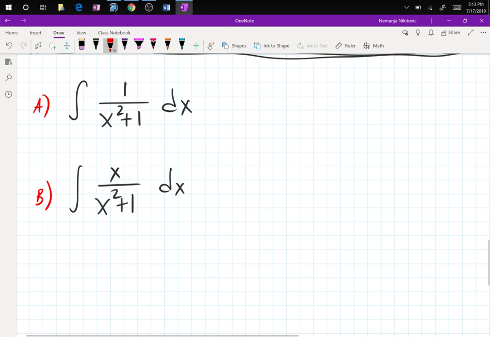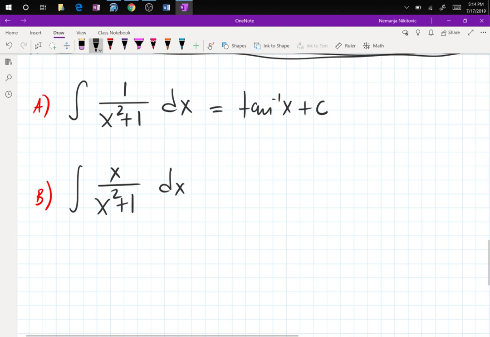So what do we have on the first one? Family members, yes, very good. The first one is a basic integral. It's inverse tangent. You just say inverse tangent of x plus c and you walk away. That's all it is. Now the one on the bottom looks really, really close, but it's not.